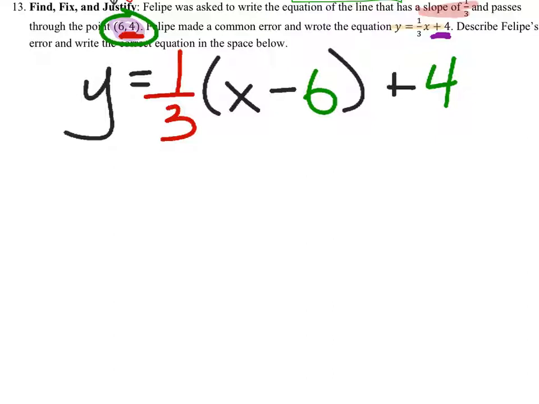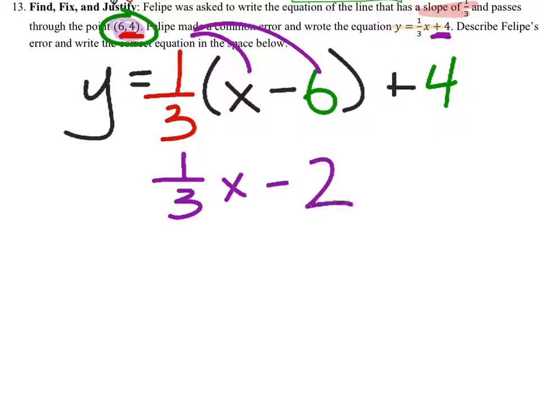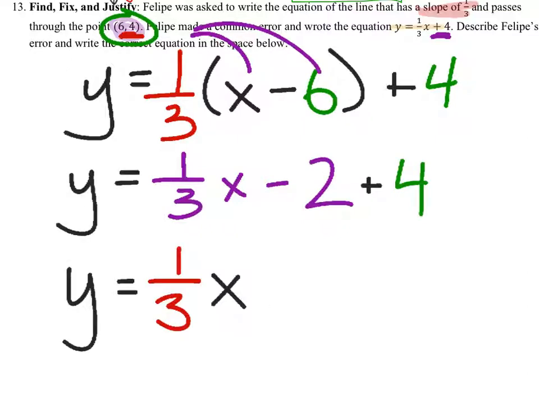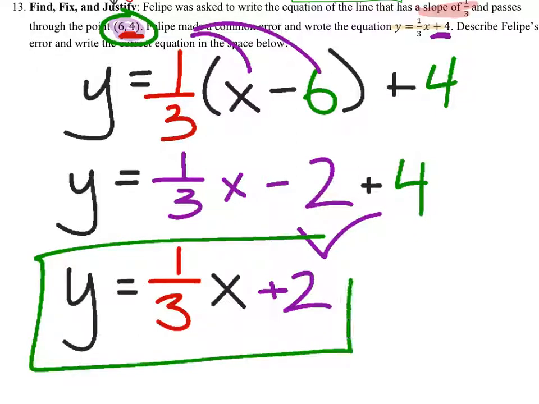From right here, we're just going to distribute the 1/3. So 1/3 times x is 1/3 x. Minus 1/3 times 6 is 2. And then we got this plus 4 on the other side. All right, so to find my y-intercept, negative 2 plus 4 is a positive 2. And this would be our slope-intercept form of the equation. Again, Felipe, you got the slope right, but the y-intercept was way off.